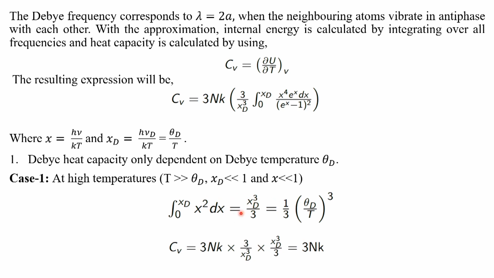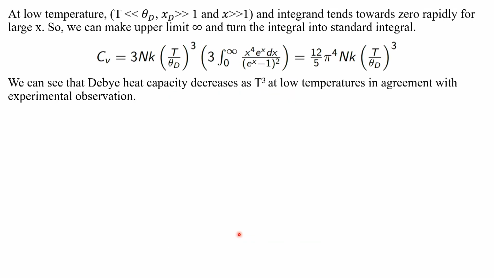So if we do this integration, we get x_D^3/3, so we get 1/3 (θ_D/T)^3. If we substitute this in the Cv expression here, we get 3nk (3/x_D^3) times x_D^3/3, so we get 3nk_B. This is nothing but Dulong-Petit's law, as we discussed before.